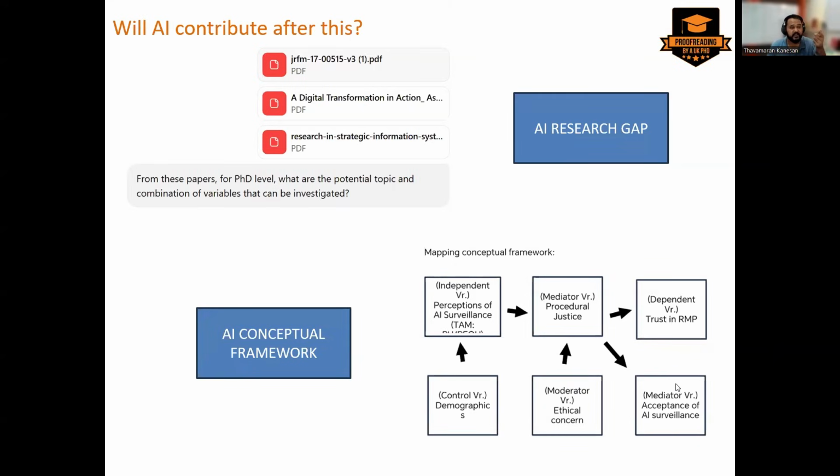A moderator doesn't need a theory. But if you're going to form a mediator, an independent variable, all those things, you need theory to support. So these are basic fundamentals. It's not as easy as creating a framework. You must have theory to support. Okay, so I hope that is clear.